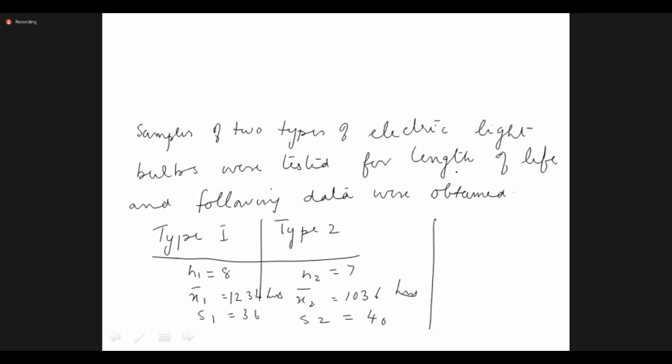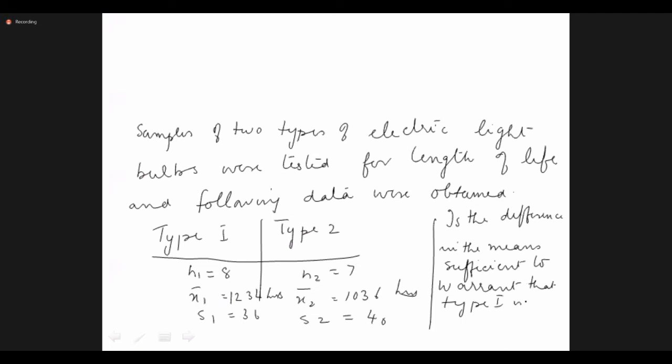Here itself I will write: is the difference in the means sufficient to warrant that type 1 is superior to type 2 regarding the length of life.